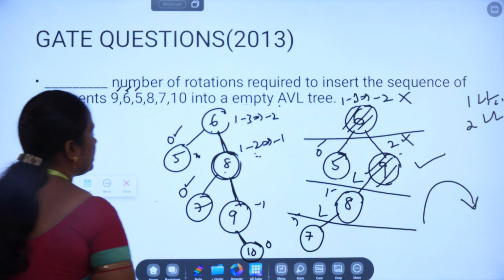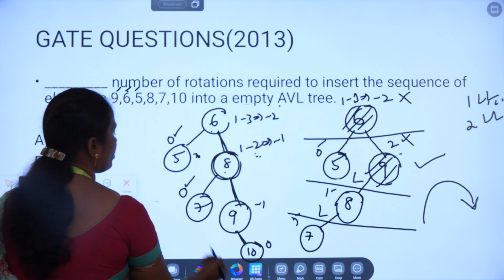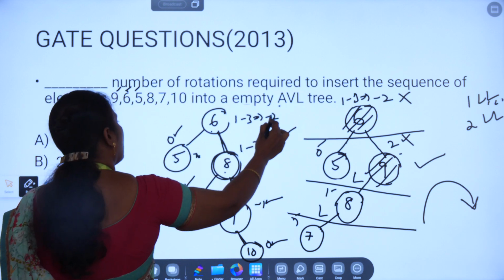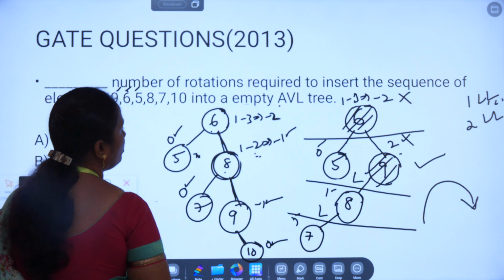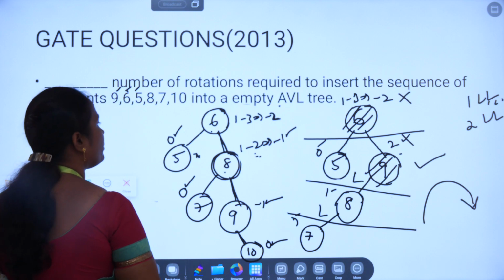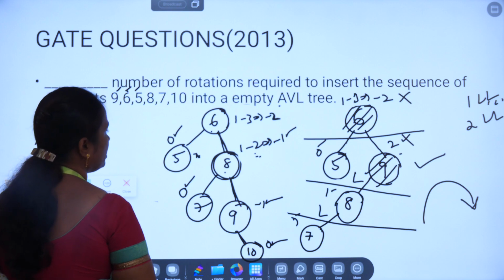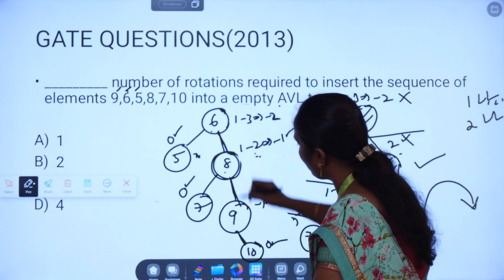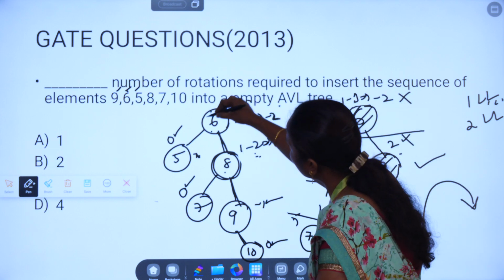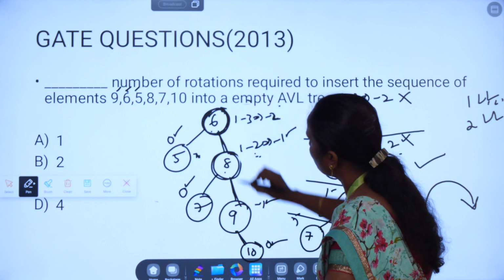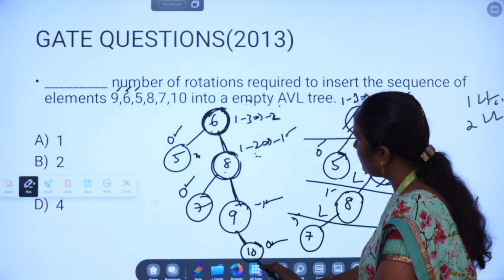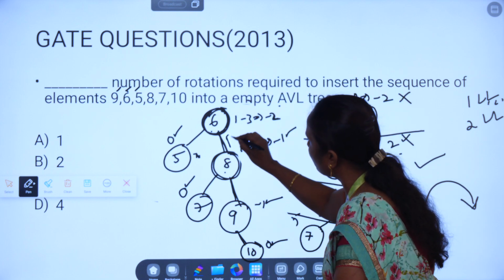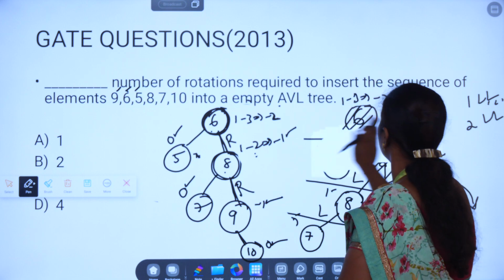Now check the balance factor of all the nodes. 0 is okay, this 0 is okay, minus 1 is okay, and this minus 1 is also okay. Now the critical node is the one with minus 2 here. So now you apply the rotation. First you find out what type of rotation it is. It is an RR rotation. Why is it an RR rotation? From the critical node you identify the path. The new element 10 is inserted at the right side, so you identify the right path. So you check for RR rotation.